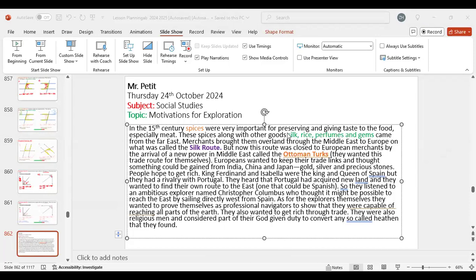Mr. Petit. Go ahead. For number 3, it says, what geographical feature did the Portuguese discover which inspired Spain to find its own route to the east? Oh, I didn't tell you all that. That one is the Cape of Good Hope. Thank you. The Cape of Good Hope.